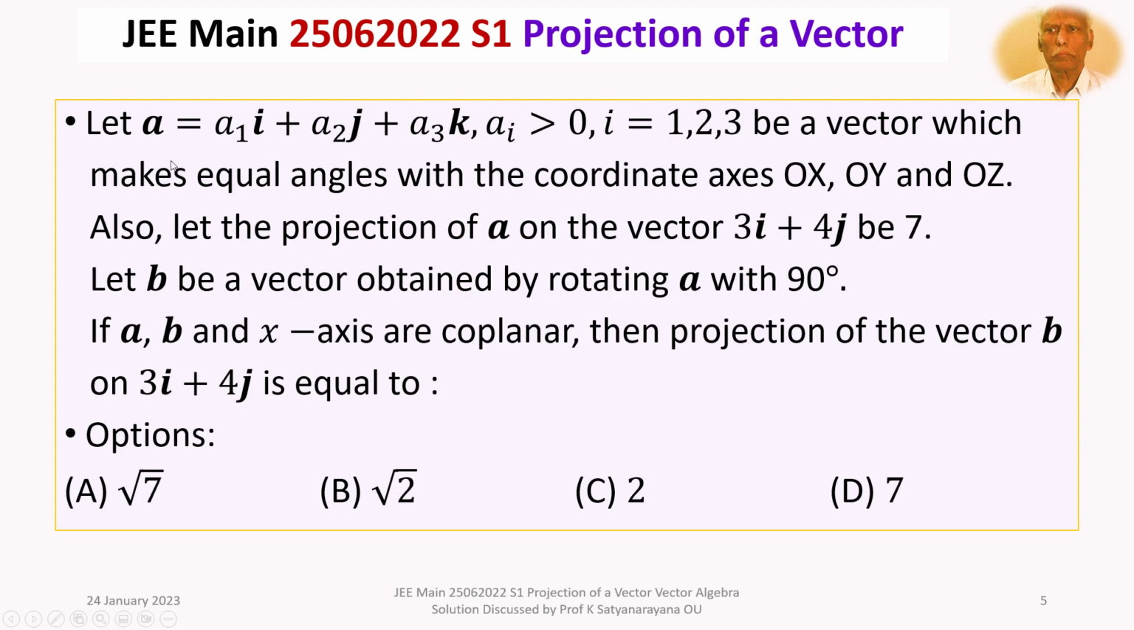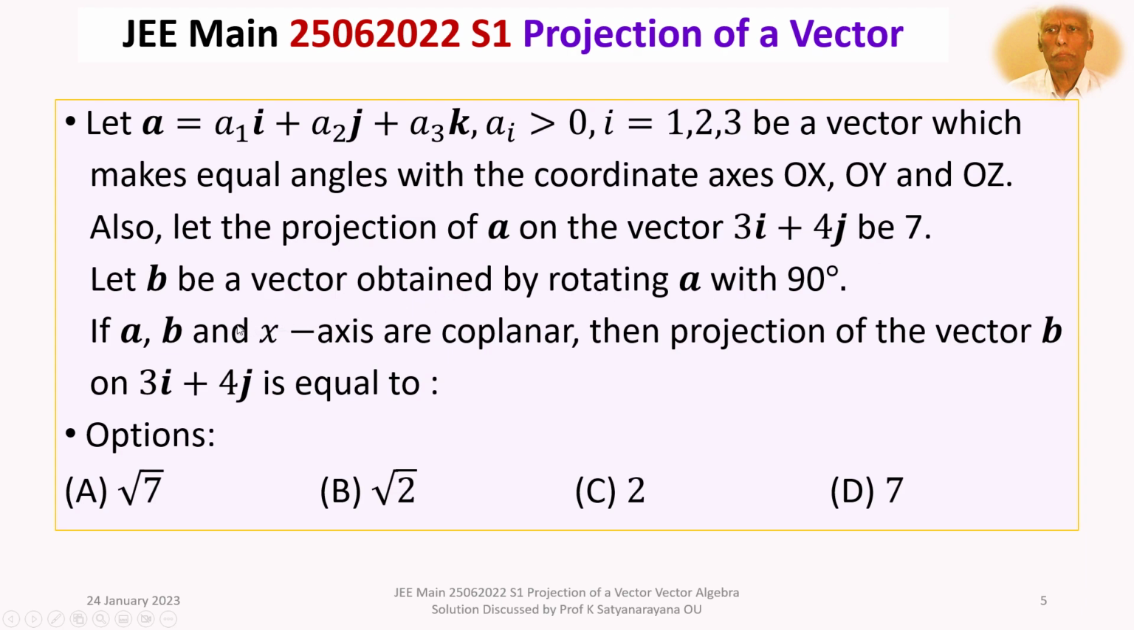We have a vector A given as a1i plus a2j plus a3k, where a1, a2, a3 are all positive, and given that this vector A makes equal angles with the coordinate axes, that is, equal angles with the x-axis, y-axis and z-axis. It is further given the projection of the vector A on the vector 3i plus 4j is 7.